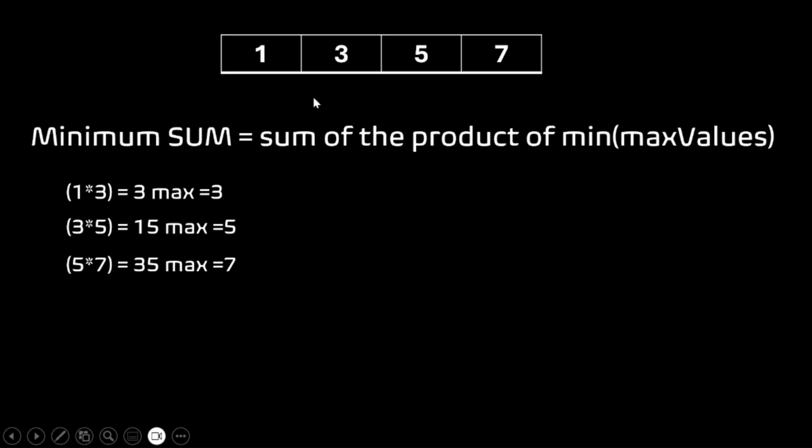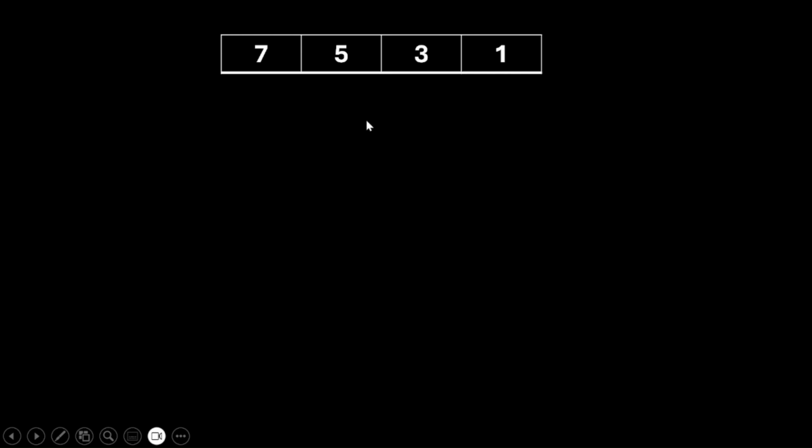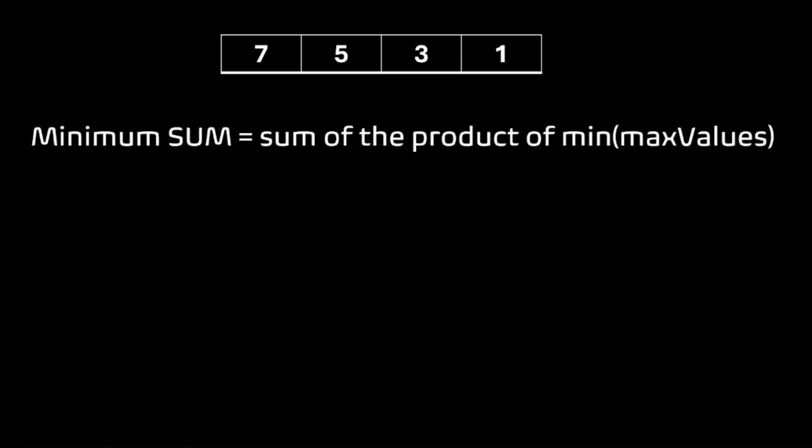So here it's simple, okay. Of course, this is in ascending order, and hence we get the values directly by traversing from left to right, right? Minimum values. But what if we were given an array like this, which is in descending order? Okay, simple. The concept remains the same. The minimum sum is again the sum of the product of minimum max values, right? So in this case, we'll again traverse from left to right and check whether we get a value which is in increasing order, right?